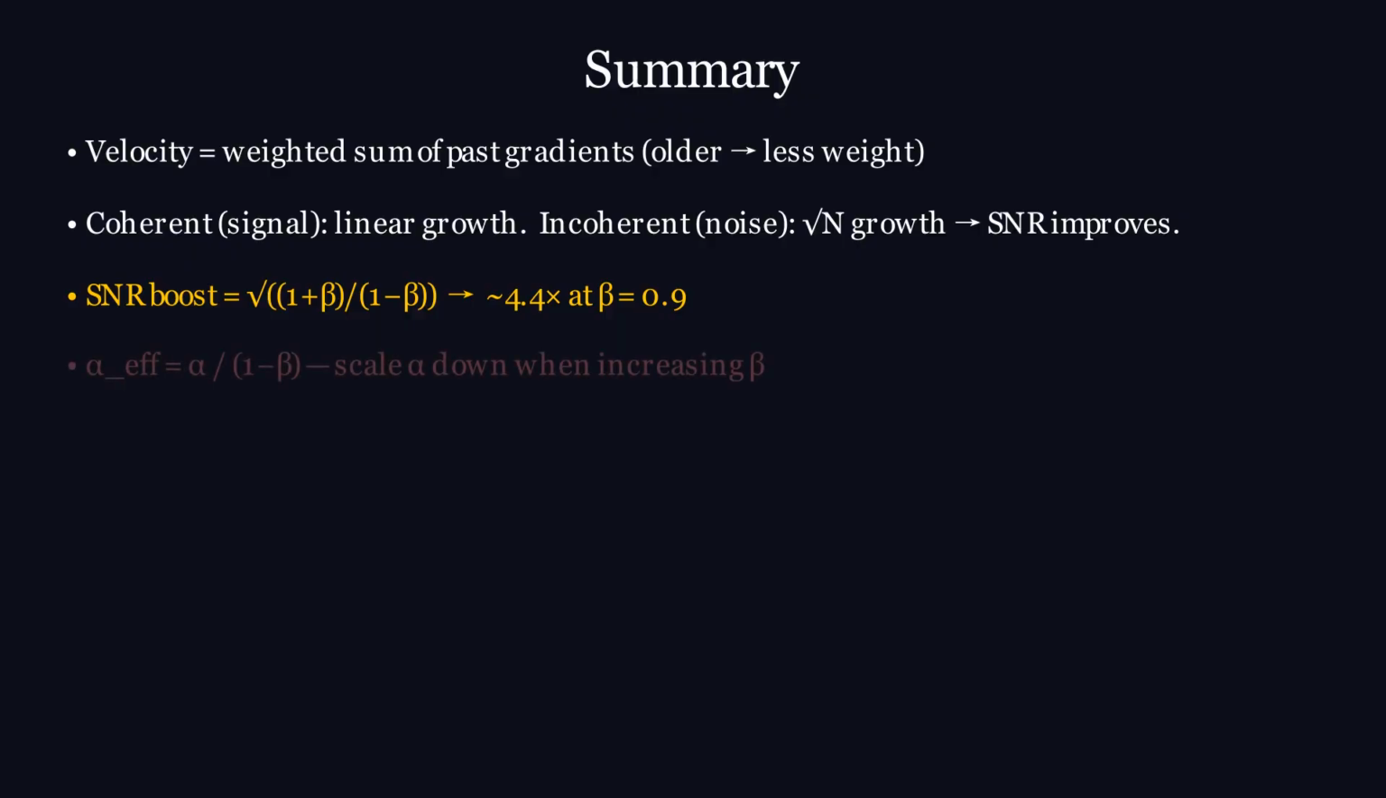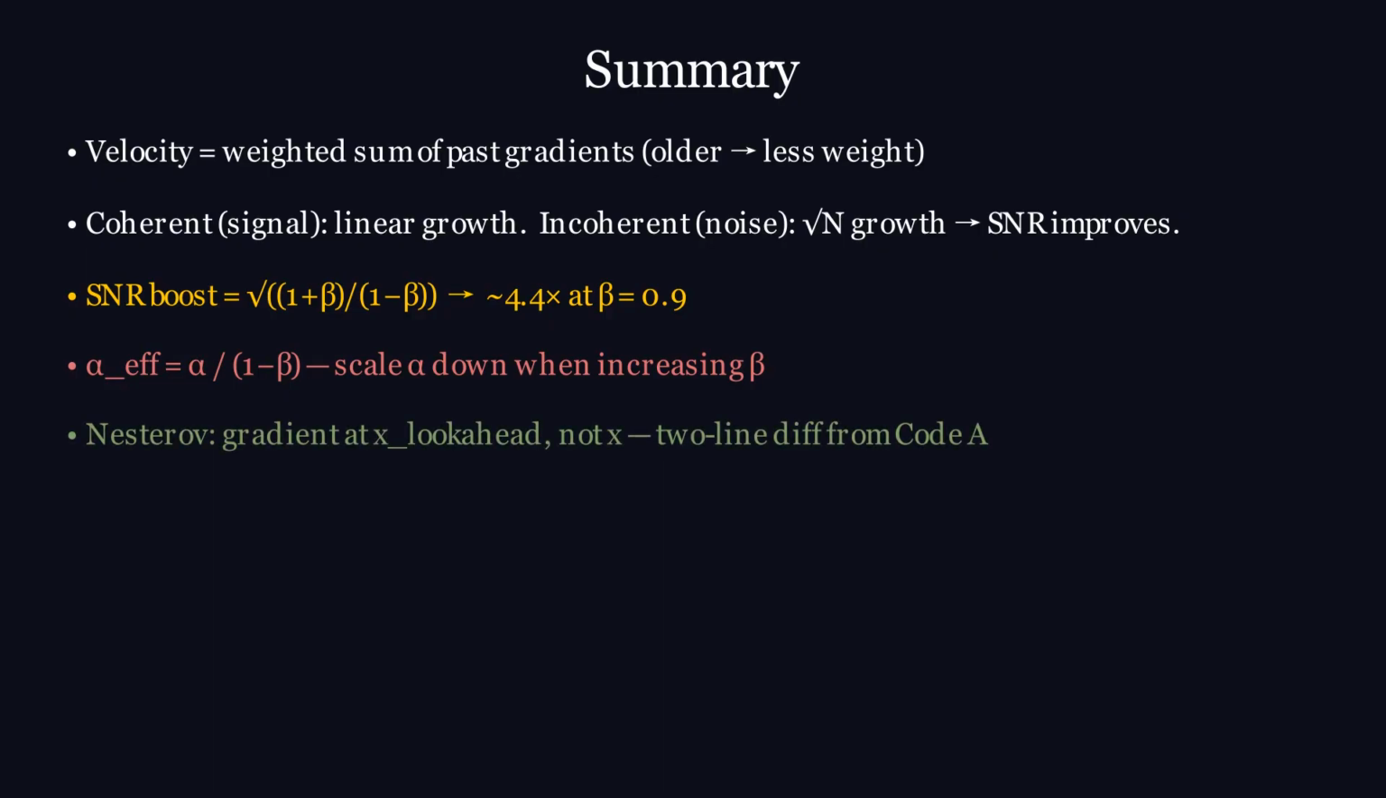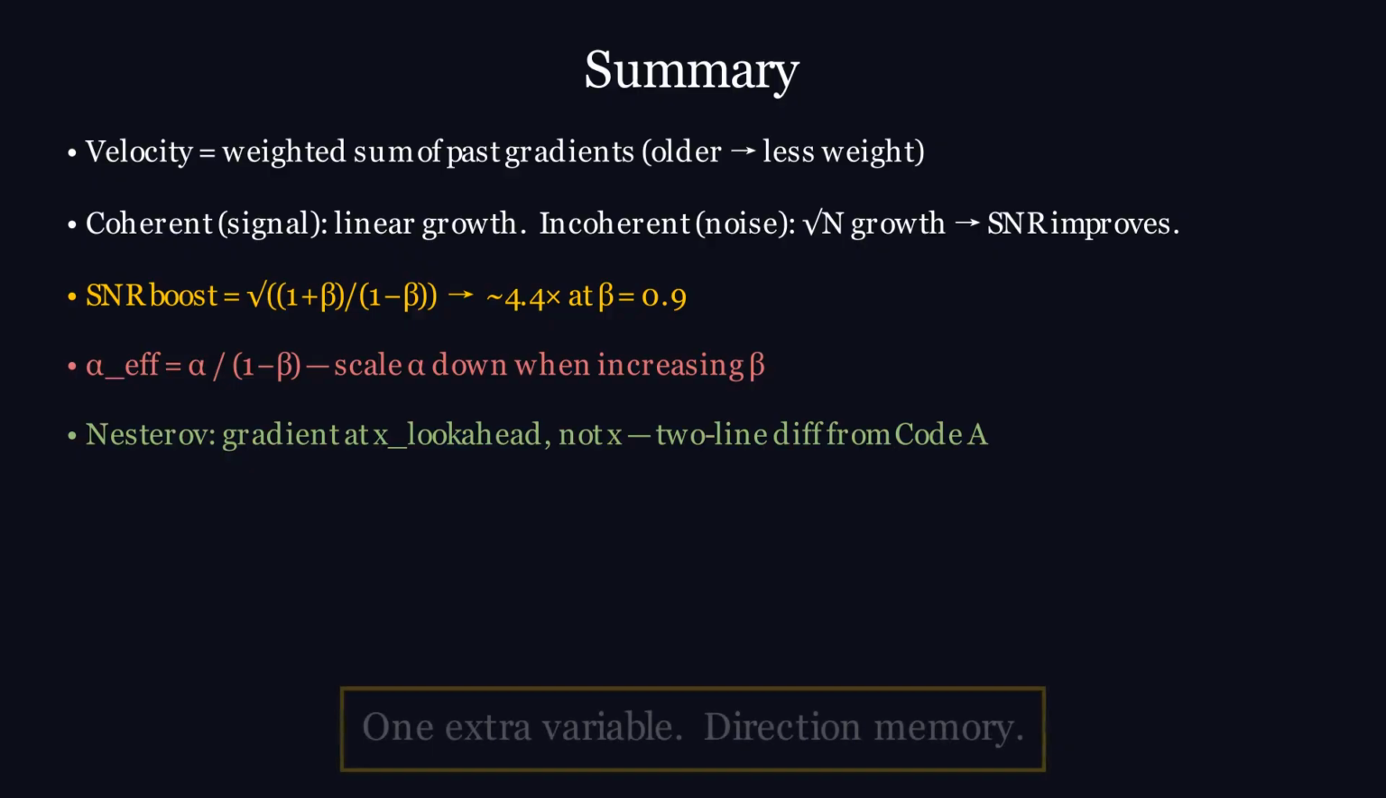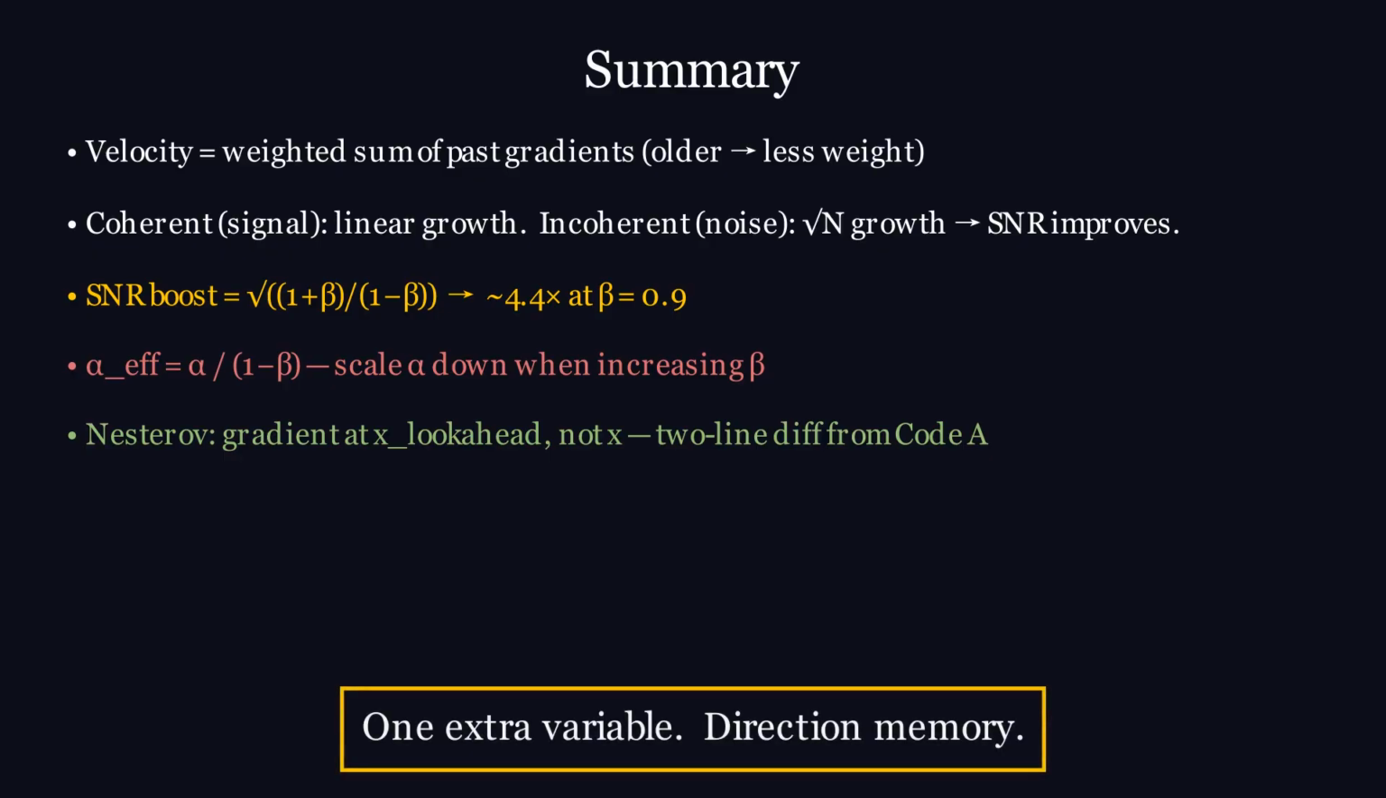The SNR boost formula: the square root of (1 plus beta) over (1 minus beta). At beta equals 0.9, roughly 4.4 times the original signal-to-noise ratio. Alpha and beta are coupled. The meaningful dial is the effective learning rate, alpha divided by 1 minus beta. Always scale alpha down when increasing beta.